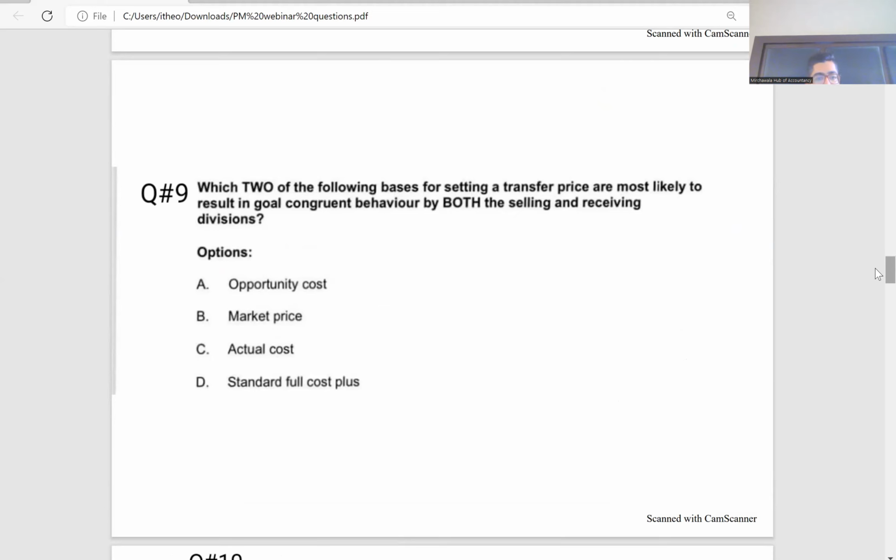Question number 9 is a very easy MCQ on transfer pricing. Which two of the following bases for setting a transfer price are most likely to result in goal congruent behavior by both selling and receiving division? Opportunity cost, market price, actual cost, standard full cost.